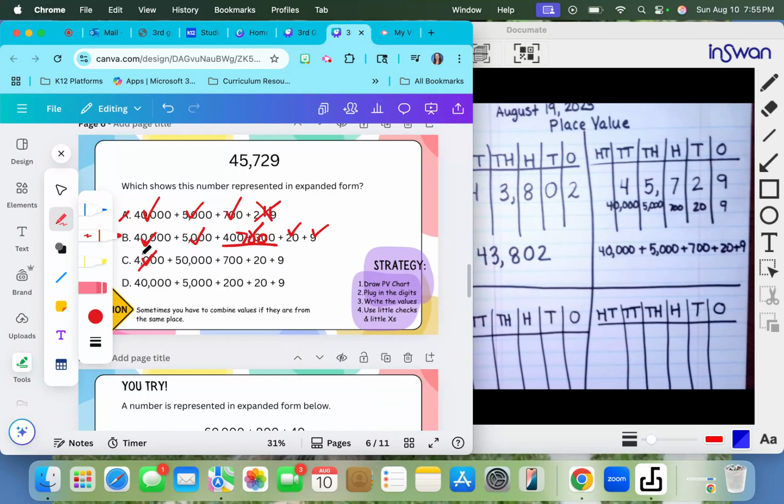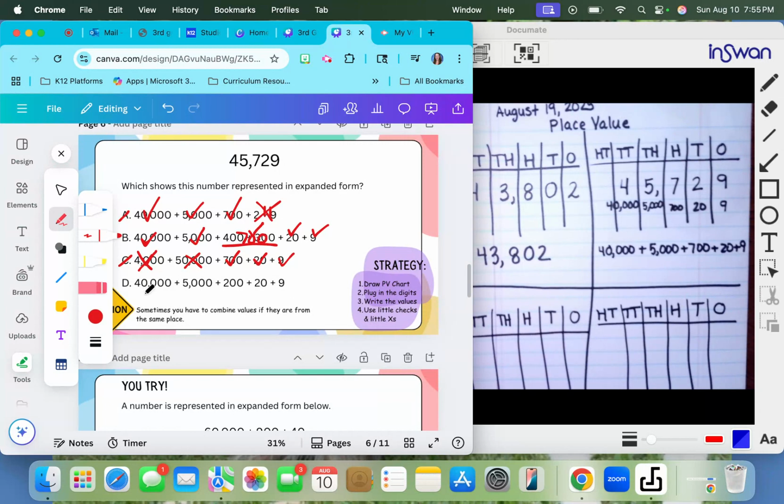Shame on me. That's supposed to be an X. Silly me. And that's an X. Do we have a 700? Yes. A 20? Yes. And a 9? Yes. So this part was good, but this part is bad, so we can't have C.